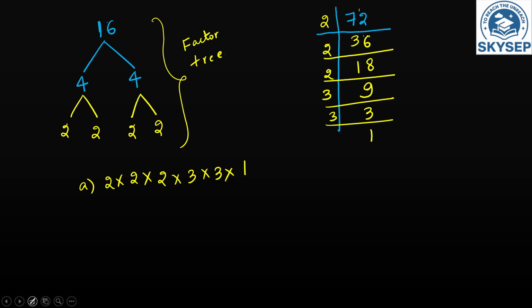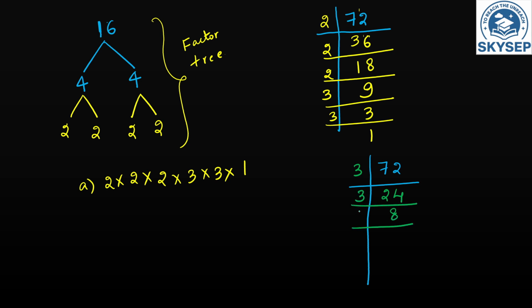Let's take the same example once again. And instead of 2, now what I am doing, I am going to start by 3. So let's divide 72 by 3. 3 twos are 6, 3 fours are 12, 3 eights are 24. Then 8 is divided by 2. 2 fours are 8, 2 twos are 4, 2 ones are 2. So what value did we get? 3 into 3 into 2 into 2 into 2.